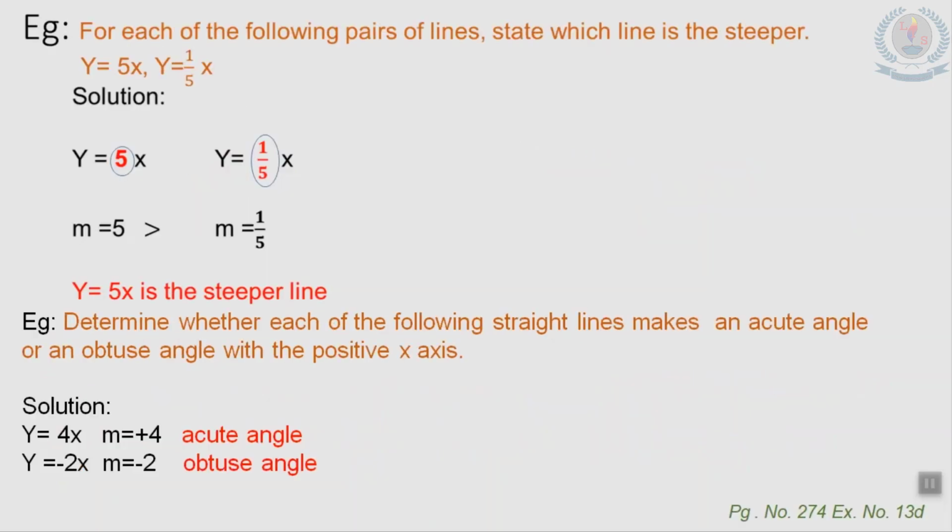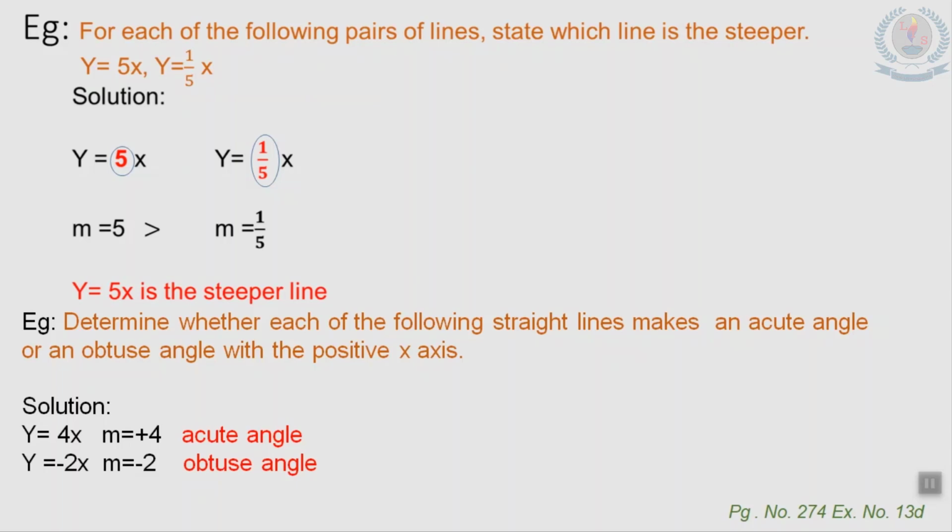Example: for each of the following pairs of lines, state which line is the steeper. You can see there are 2 equations, y equals 5x and y equals 1/5 x. In the first equation the gradient is 5. In the second, y equals 1/5 x, the gradient is 1/5. Since 5 is greater than 1/5, y equals 5x is the steeper line.